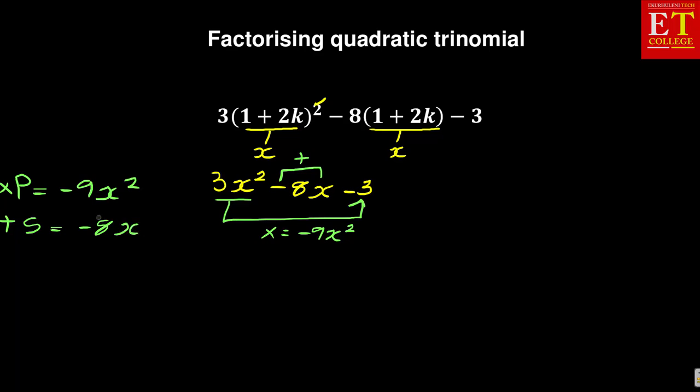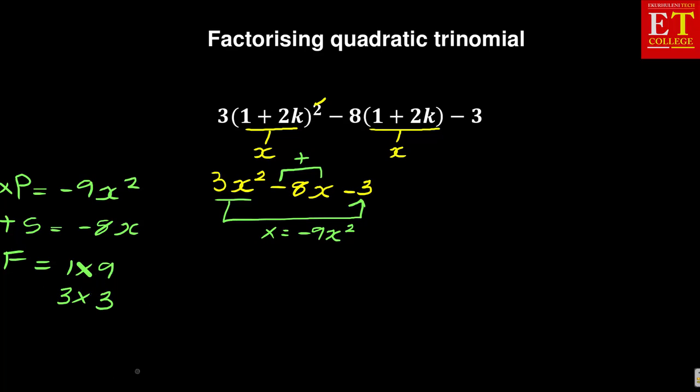So now I'm looking for two numbers. When I multiply them, I get a negative 9. When I add them, I get a negative 8. So in this case, you just have to focus on the factors of 9. Now what are the factors of 9? Don't worry about the sign. 1 times 9 at the moment, and 3 times 3. So these are the two different ways of getting a 9.